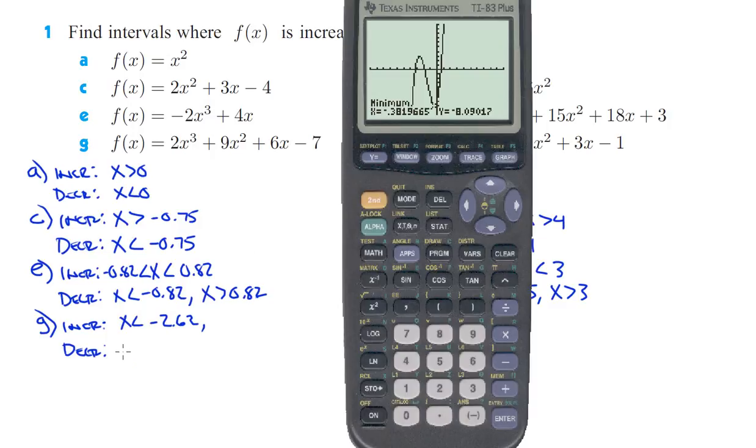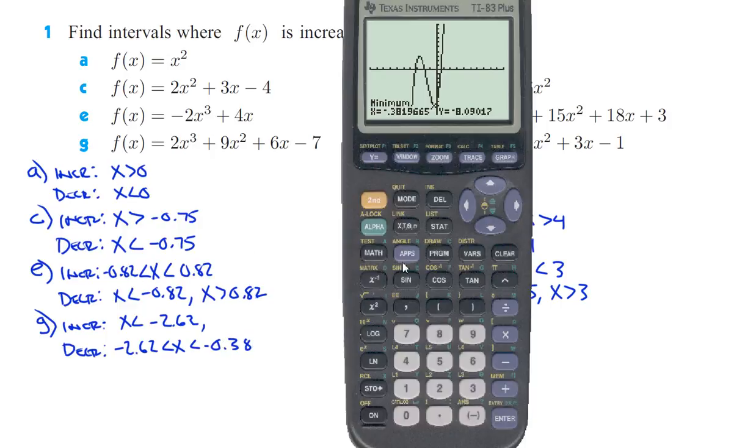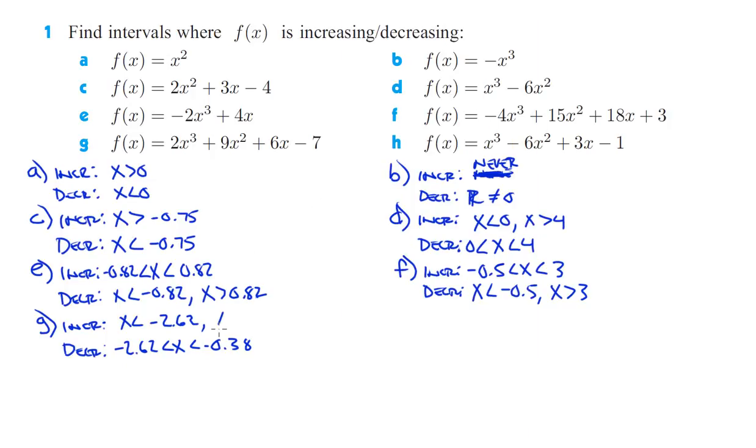Okay, so negative 2.62, x has got to be greater than that, and that's got to be less than negative 0.38, is that right? Yep, 0.38. Okay, and then after the negative 0.38 is when it is then increasing again. So when x is greater than negative 0.38 is when it's increasing.